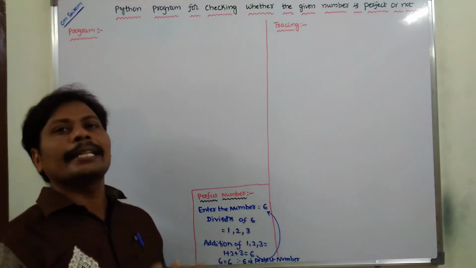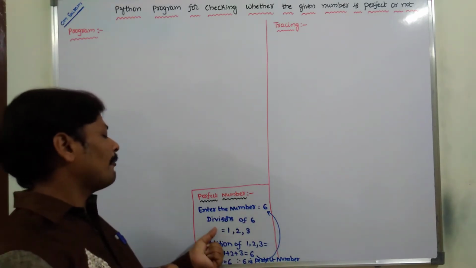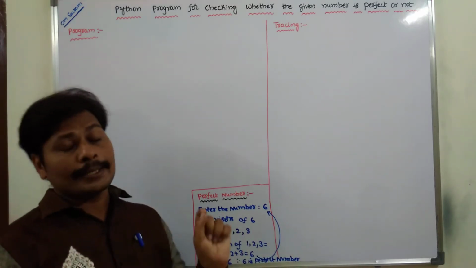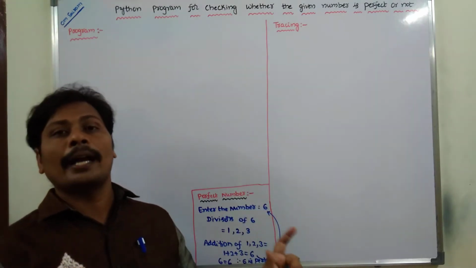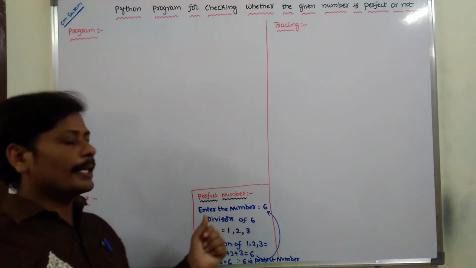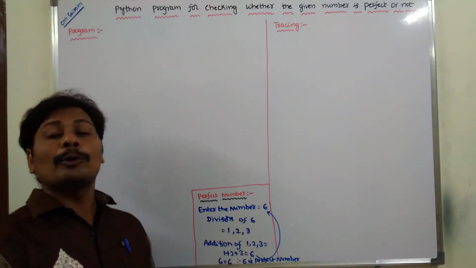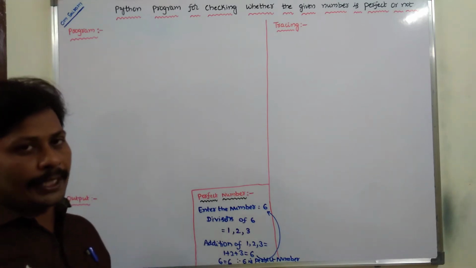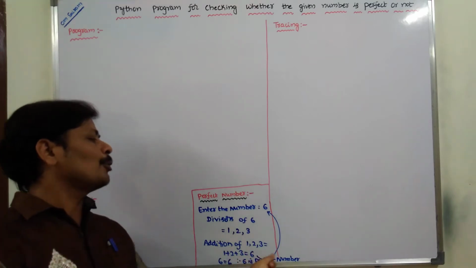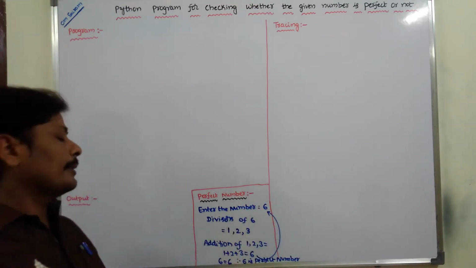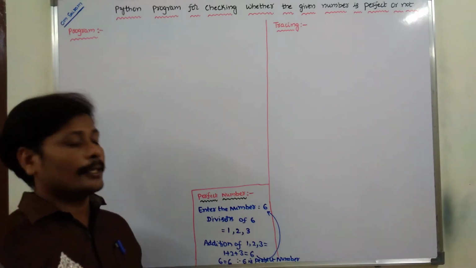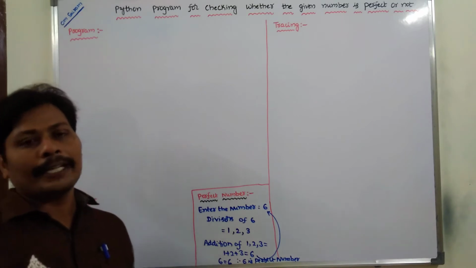So I am entering the number as 6. Now I am finding the divisors of 6, that is 1, 2, 3. But 6 also divides 6, and I am not taking the same number. After finding the divisors, we find the addition of the divisors. Whatever result we get, if it is equal to the given number, then it is a perfect number. 6 is equal to 6, so 6 is a perfect number.